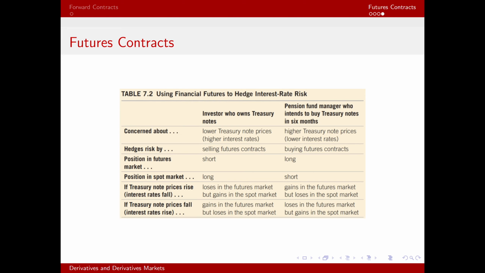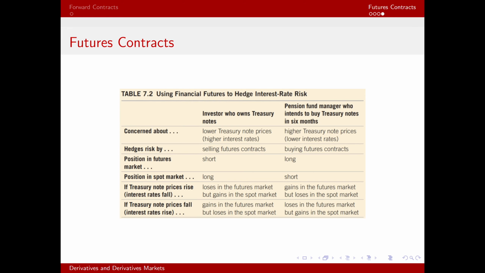Well, for an investor, you can sell futures contracts the same way that the wheat farmers sold futures contracts. This would mean that they're net short in the futures market and net long in the spot market. Meanwhile, the pension fund manager is the opposite. They can buy futures contracts and take a net long position in the futures market and a net short in the spot market. Now, as a quick note here, for the fund manager, you may be saying, wait, hold up, Alex. We said that the pension fund manager doesn't have the liquidity to buy notes. How can they buy these contracts?